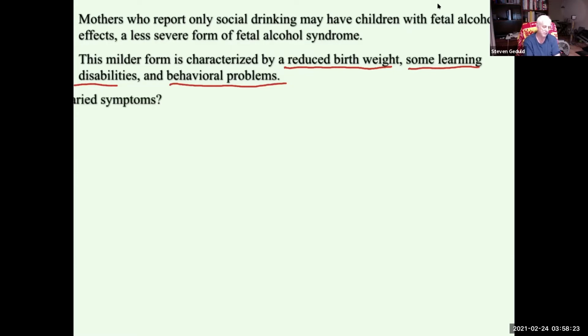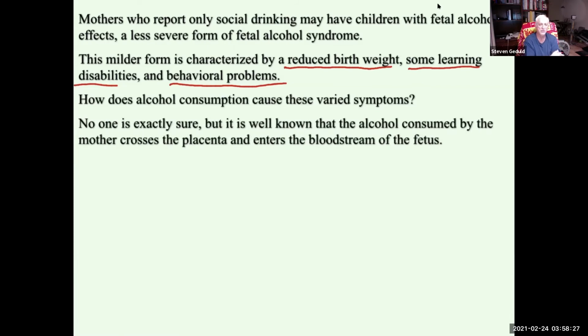How does alcohol consumption cause these very symptoms? What does it do? No one's exactly sure what it does, but it's well known that alcohol consumed by the mother crosses the placenta. So ethanol gets into the bloodstream of the fetus. That's the dangerous part. Ethanol crosses the placenta.